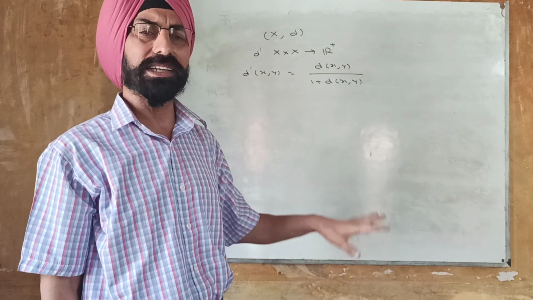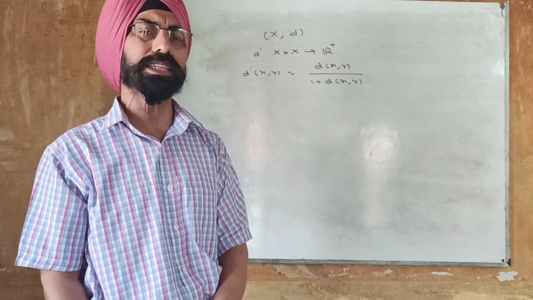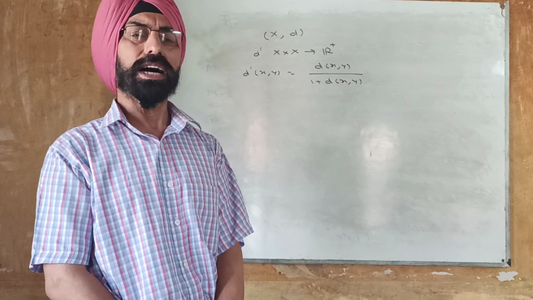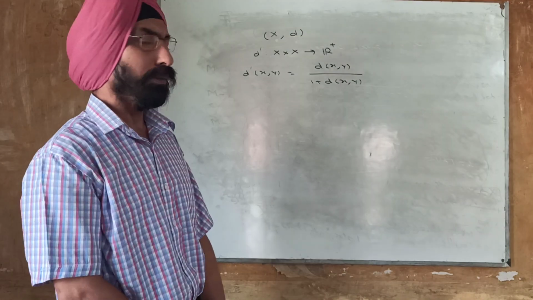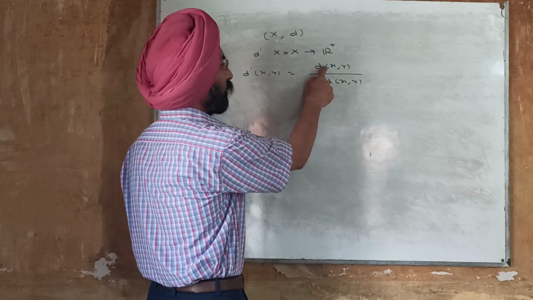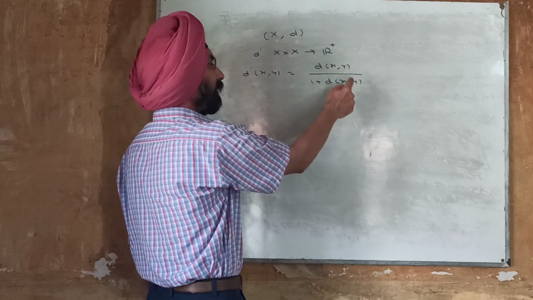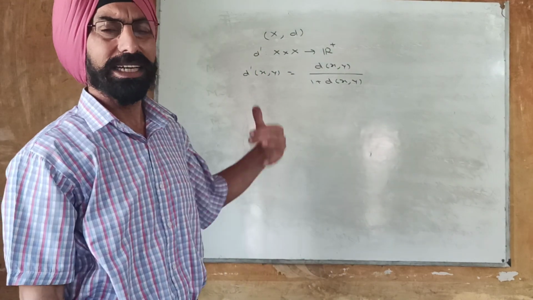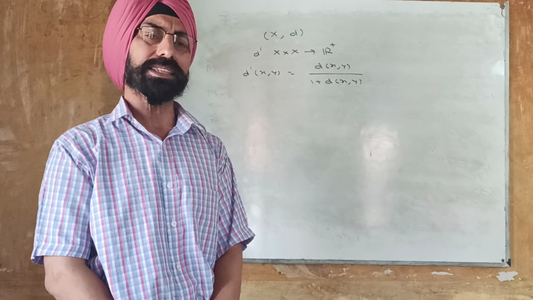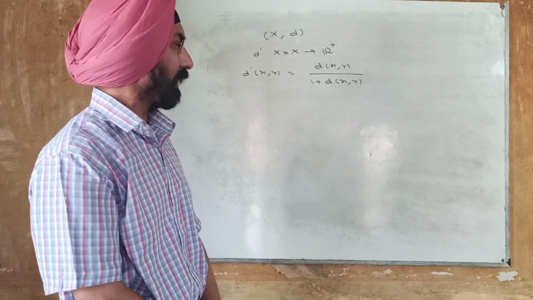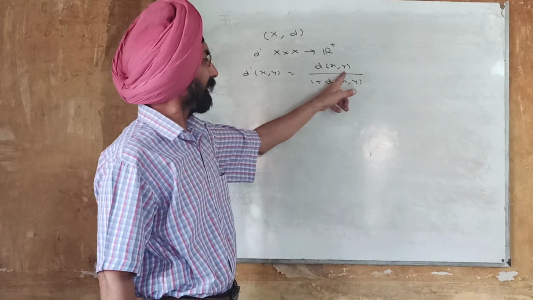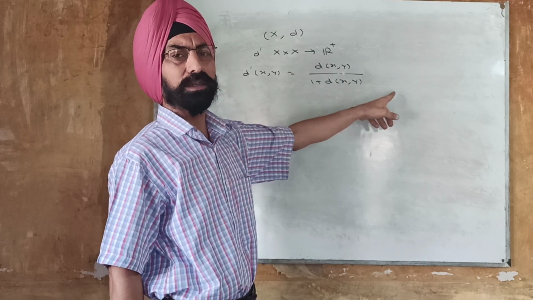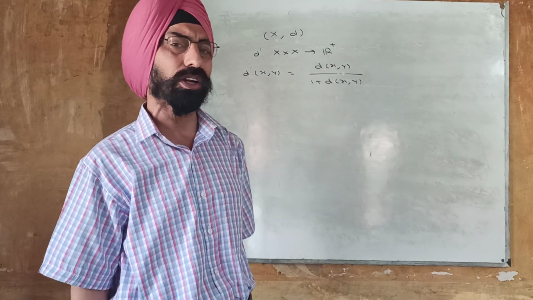So first we will check whether it is a metric or not, because all the 4 properties must be satisfied. The first 3 properties are, I think, very easy. Symmetry: here you will take d of xy is equal to d of yx because d is a metric, and it will turn out that d dash xy will become equal to d dash yx. The second property is positivity. If d of xy is non-negative, the numerator is non-negative and the denominator is positive, so the fraction is again non-negative, so d dash xy is greater than or equal to 0.